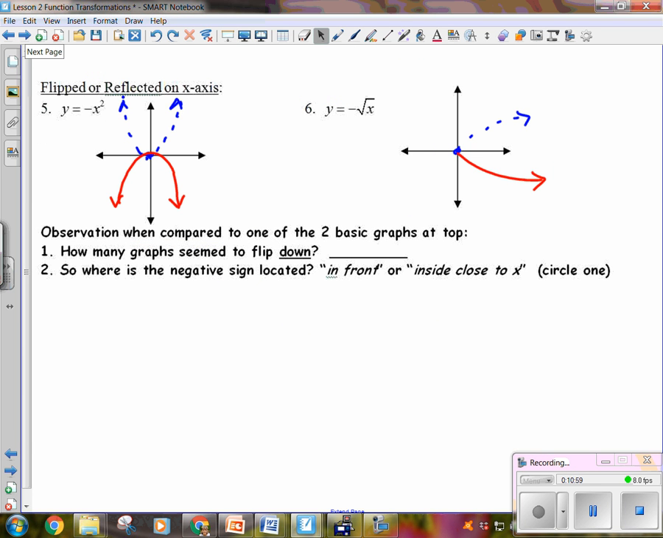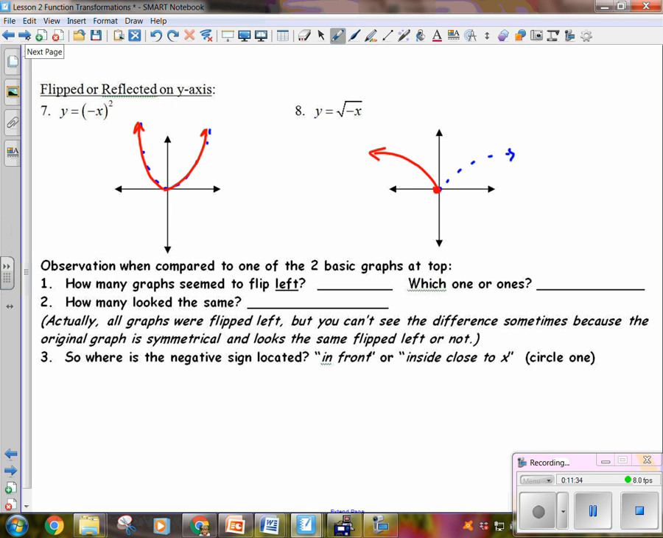Okay, did you notice? Now what I did is I drew a dashed line representing the true. Remember how we're always comparing it back to the beginning? So the beginning equation would go up. My new one ended up coming on the bottom. So it looks like it flipped down. The blue dashed line goes up, but the red line comes down. How many graphs seem to flip down? The answer would be both did. So where is the negative sign located? The negative sign seems to be located in front. Notice that it's the very beginning. It's right in front of the square root, and it's right in front of the x squared. So it's definitely in front.